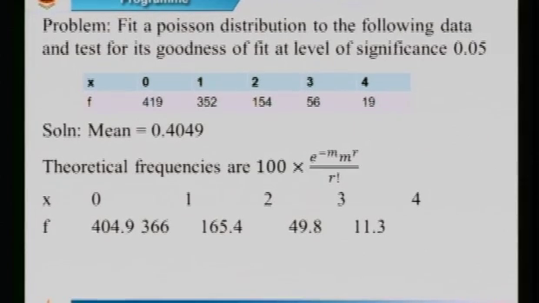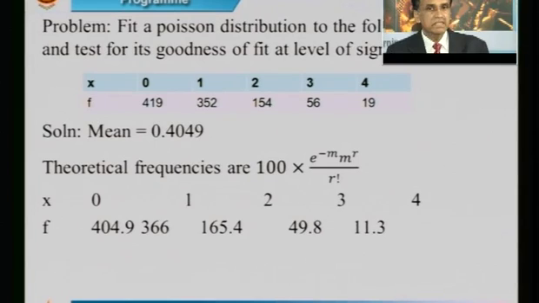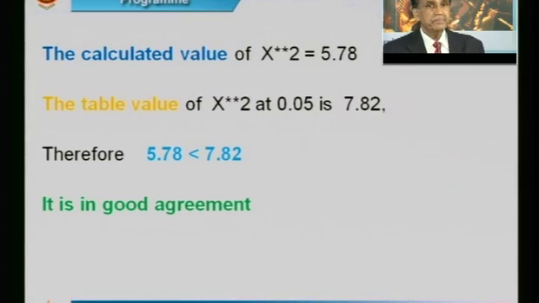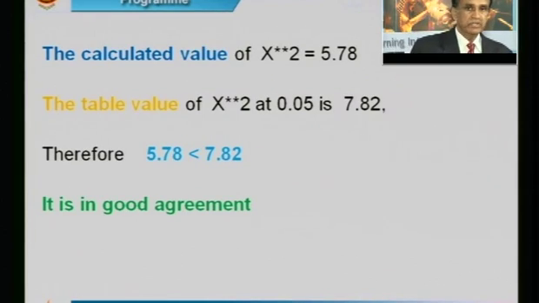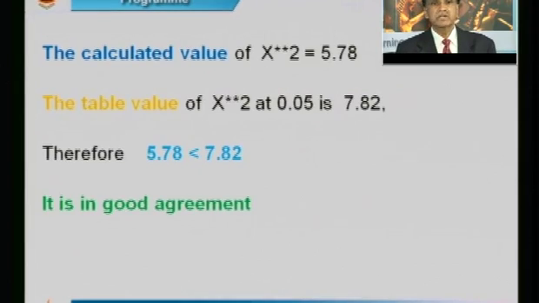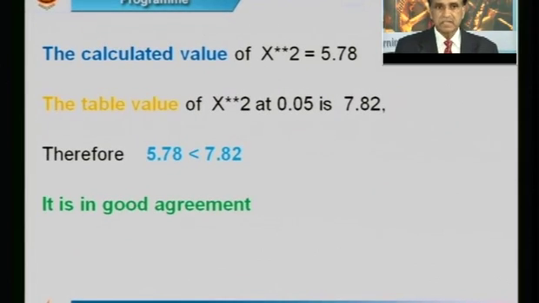as 404.9, the first one at r equal to 0, likewise up to the last number as 11.3. Then using the chi-square equation, you get 5.78, and immediately it has to be compared with the table value. Here 5.78 is less than 7.82, so it is in good agreement. Therefore, the fitting of the Poisson distribution to the given values has to be accepted. It cannot be rejected. This is the conclusion from the chi-square test.